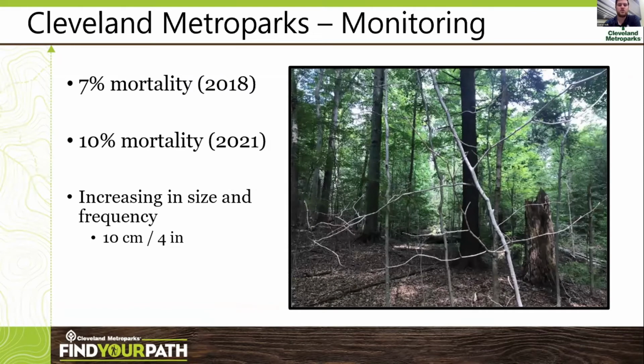We've also been tracking mortality. In 2018, we saw 7% mortality. That number has grown to 10% last year. And typically they're these small stems, saplings, we should call them. They're not very large. They're growing still, or they were. But we're increasing both in the size and that frequency overall. And so those small stems are now becoming slightly larger, about 4 inches in size we are finding within these monitoring plots, but there are some mature trees that are succumbing as well outside of those monitoring plots.